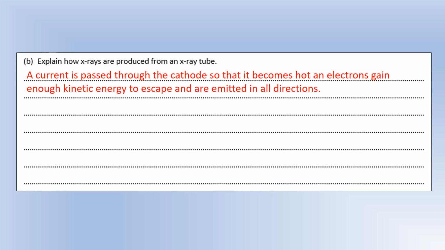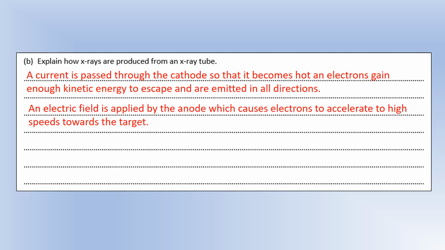So in terms of the mechanisms to produce X-rays, the first thing we do is make electrons flying through the tube. And the way we do that is by thermionic emission. So we make the cathode really hot by passing a current through it, and the electrons gain enough kinetic energy to escape from the material and are emitted in all directions. This is why we need an anode. So that's there to apply an electric field and make the electrons accelerate to high speed towards the target.